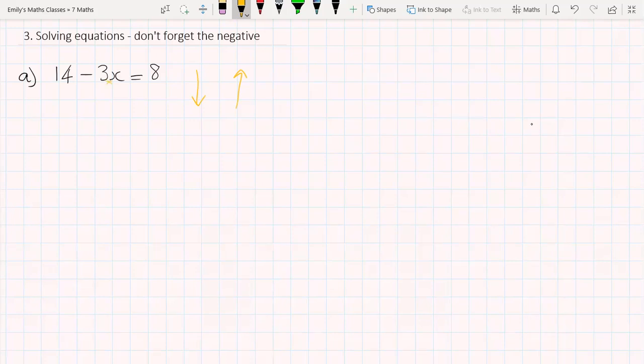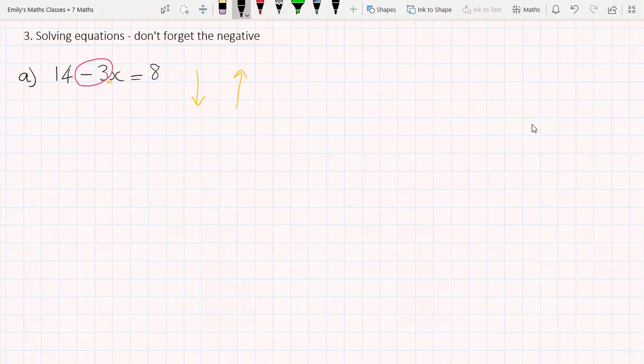Now the other thing we need to remember is that this 3 in front of the x is not just 3, it's actually minus 3, because that number is the number that's in front of the x. So once we remember that, we do okay. This is a really common error that people make. So let's have a look.